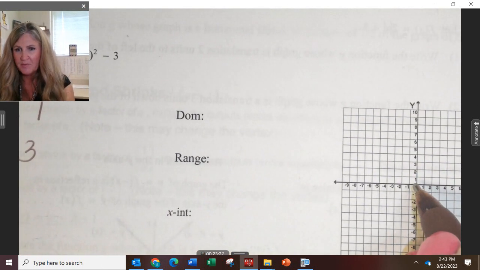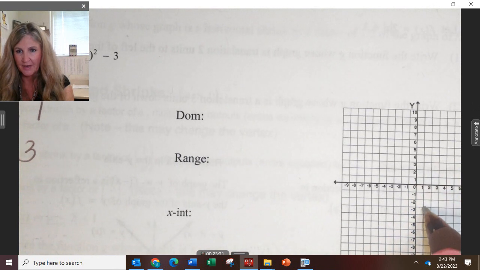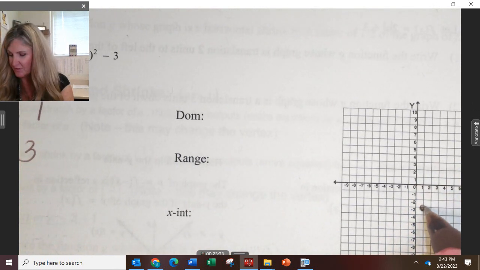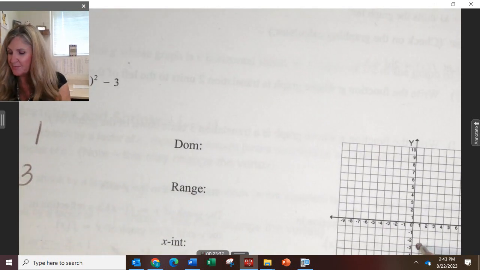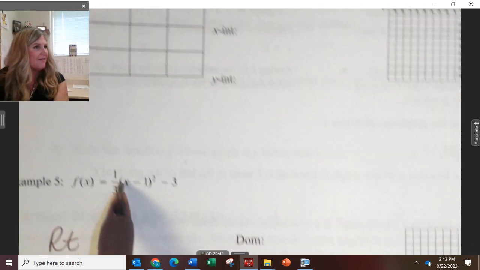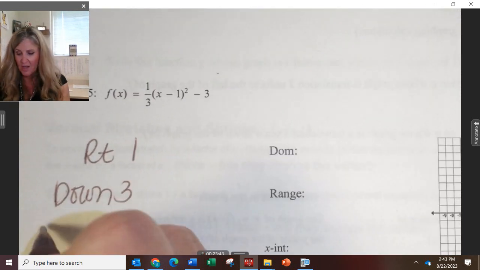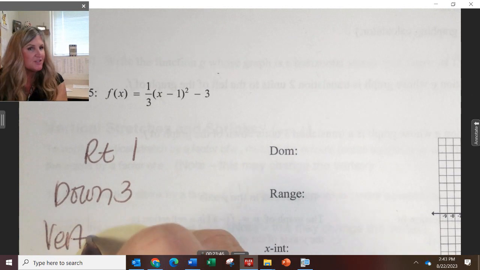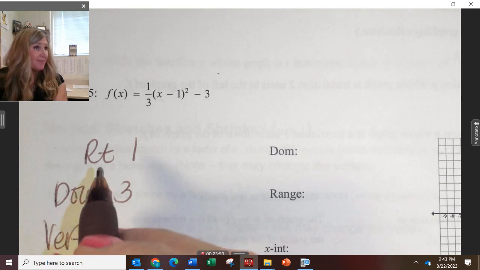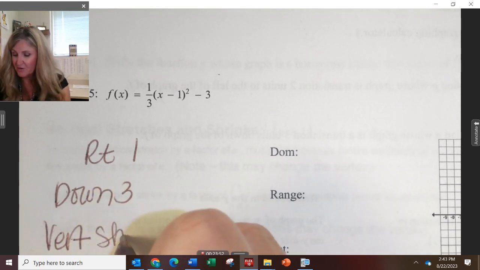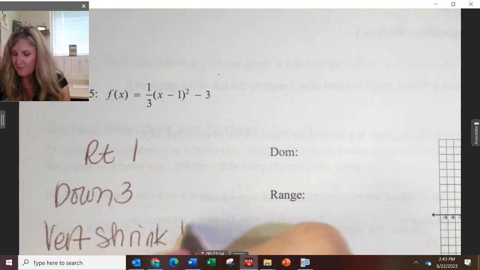So, I know normally it was 0, 0, but now I'm going to go to the right 1, down 3. There's where it's going to start. Now, normally on a parabola, I go out 1 and up 1. But what else does this have happening? It has a vertical what? Stretch or shrink, you guys? Shrink, because, yeah. So it's going to be a vertical shrink of 1/3.